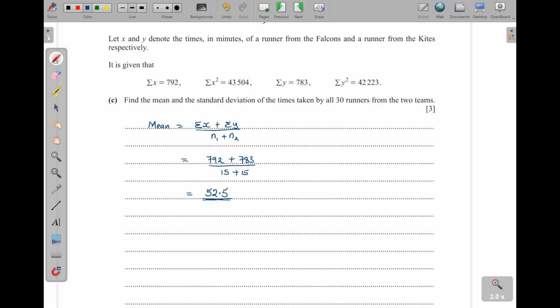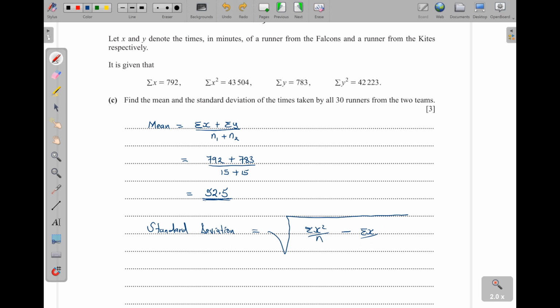Okay. Similarly, the standard deviation is going to be equal to the square root of the variance. So usually we have summation of X squared over N, then minus the summation of X over N, then squared. And this one is actually given in the list of formulae, okay?